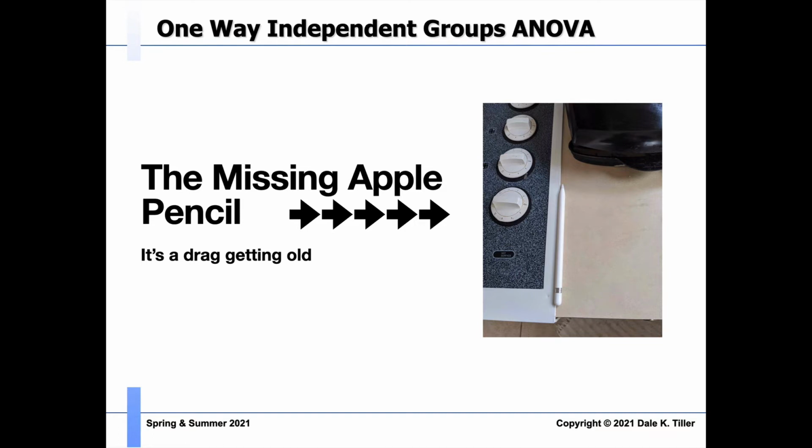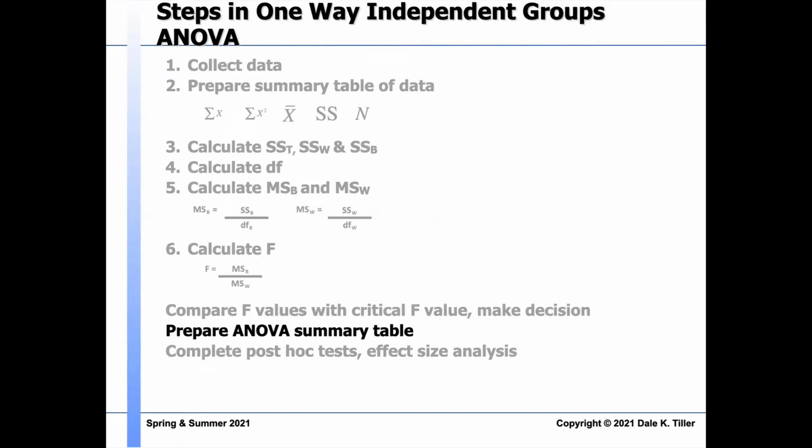When we left things in the last class, having been interrupted by the missing Apple Pencil, which it turned out was hiding in plain sight in my kitchen, we were three-quarters of the way through the one-way independent groups ANOVA. So this presentation has been recorded to cover that material.